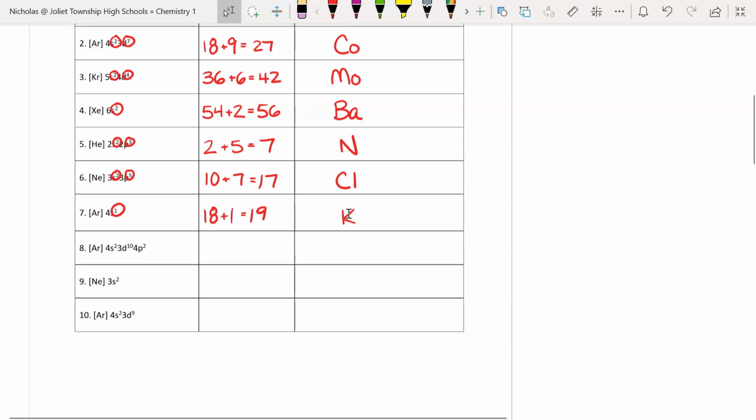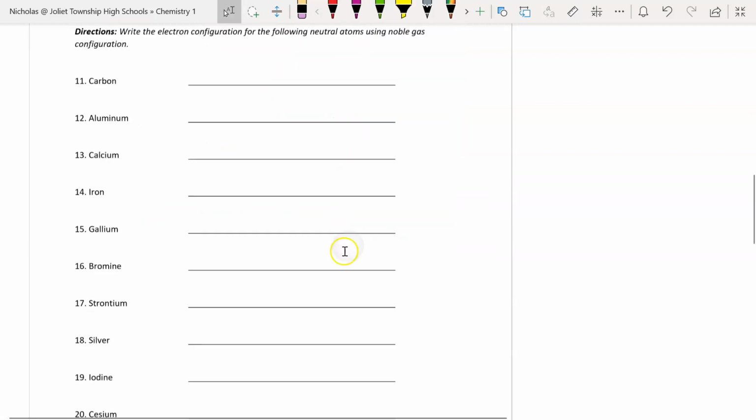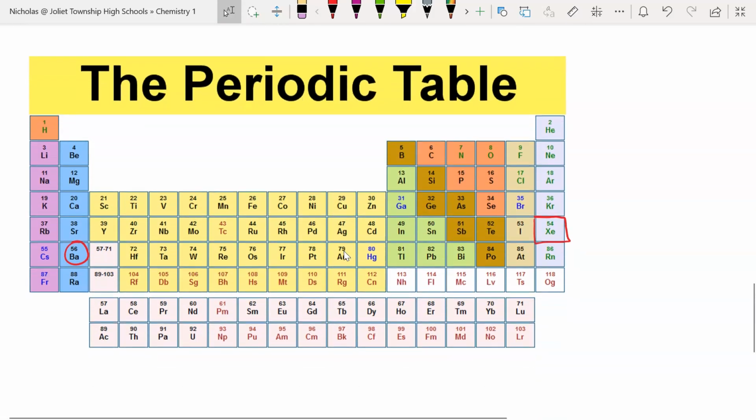Potassium is one of those weird elements where it's got a letter that doesn't start with the first letter of the name. Okay, next one, we're also doing argon, so 18, and then we've got 2 plus 10, that's 12, plus another 2, that's 14. 18 and 14 is 32, which is germanium. Germanium is Ge.